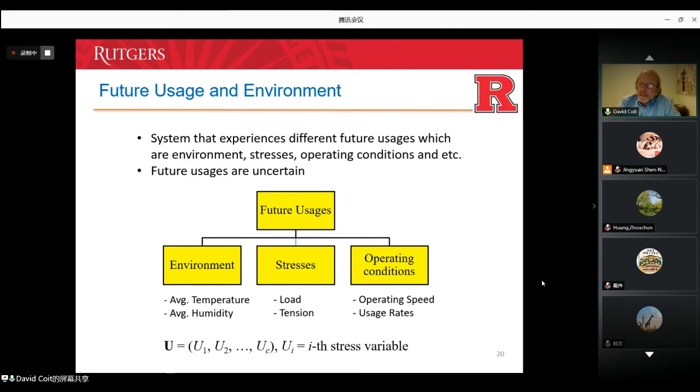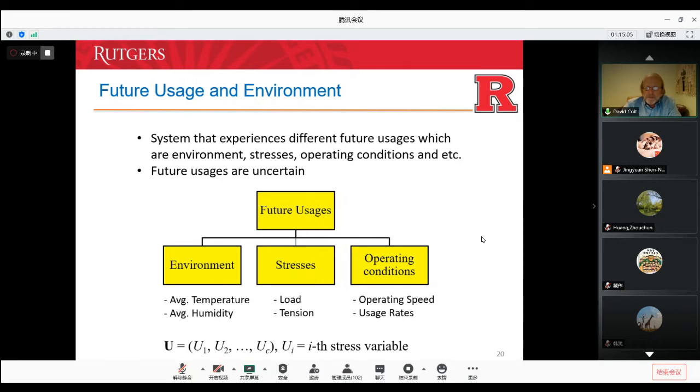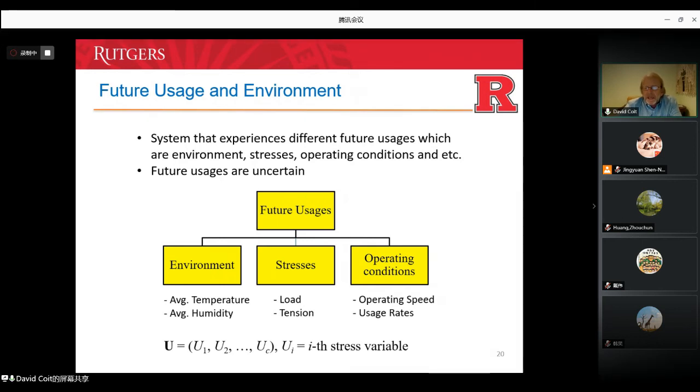So this is just for guidance. I don't need to classify them, but it could be environment, temperature, humidity. It could be the mechanical stresses, like in the bearing example, the actual physical load. It could be the usage. How often am I going to use this, and at what speed? I haven't introduced much notation yet, but I'm going to soon. You see at the bottom of the screen, I see vector U. Vector U is a vector of C different stress variables.